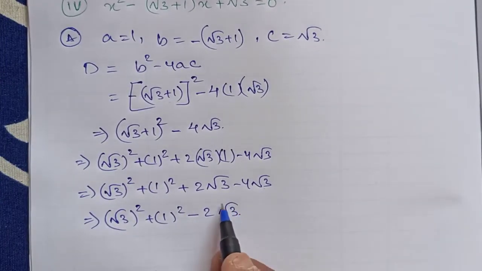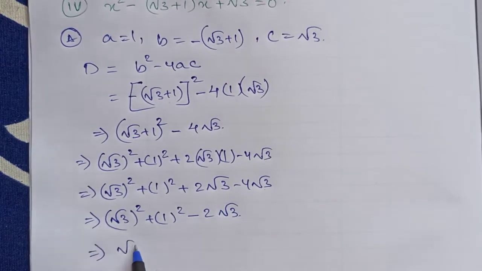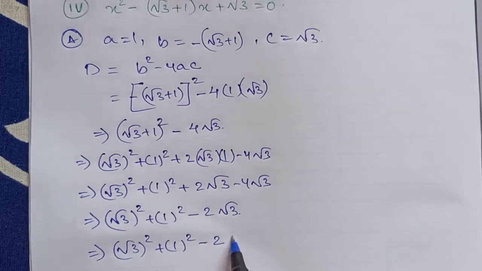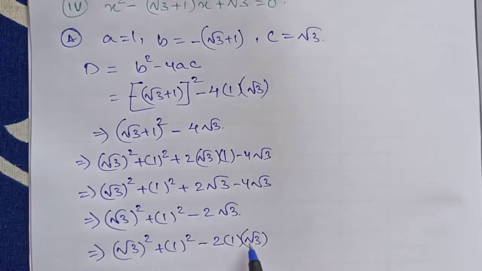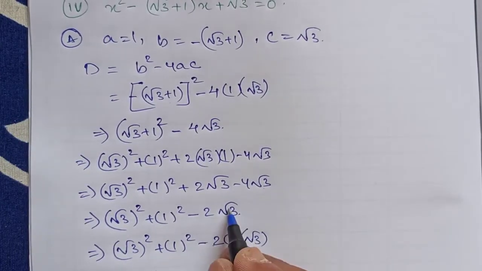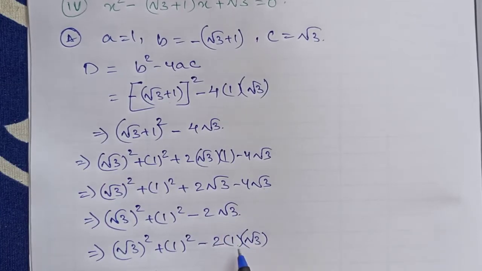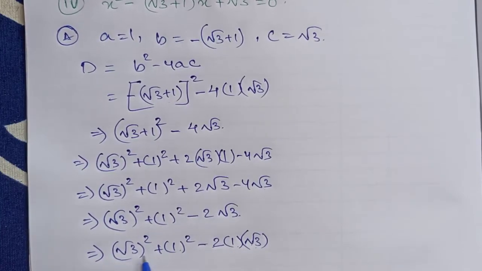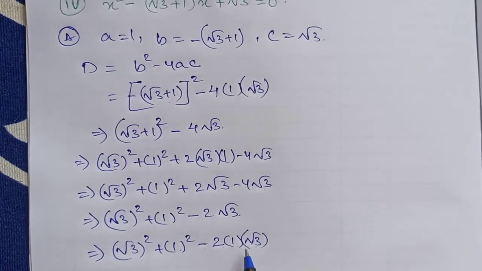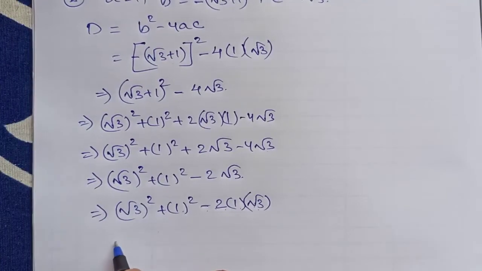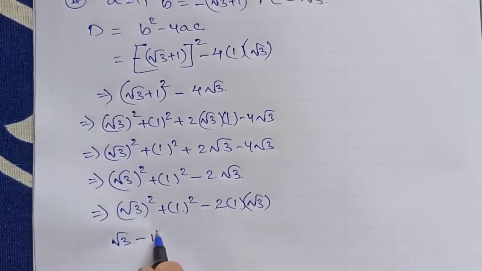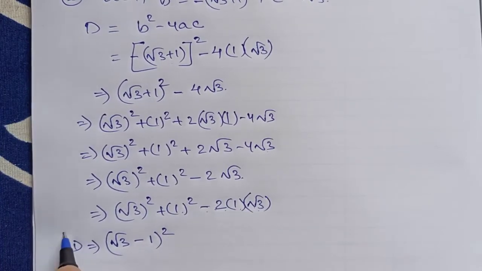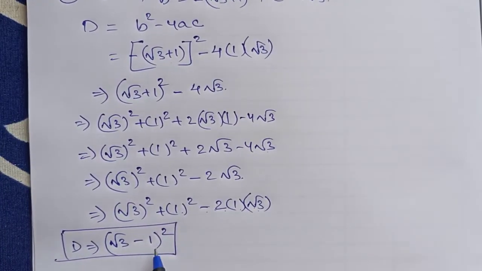Now arrange this term: (√3)² + 1² − 2·1·√3. Can we write 2 ones are 2 and into √3? The same term I have arranged as 2·1·√3. Why? Because all three terms can be written as a² + b² − 2ab. So it will be converted into (a − b)². So the value of D we got is (a − b)².